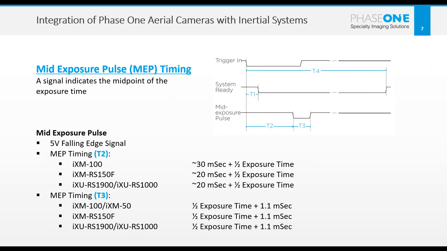So all these details tell us something. You can see in some inertial systems that you have a shift time for the pulse. For the Phase One aerial cameras, that shift time is not necessary. The camera is returning the mid-exposure pulse at the exact moment of the mid-exposure. So there is no need to calculate a shifting time since the starting of the actuation of the trigger.